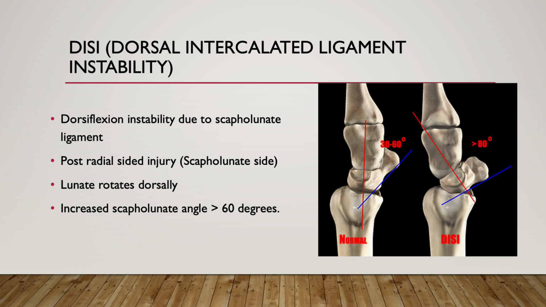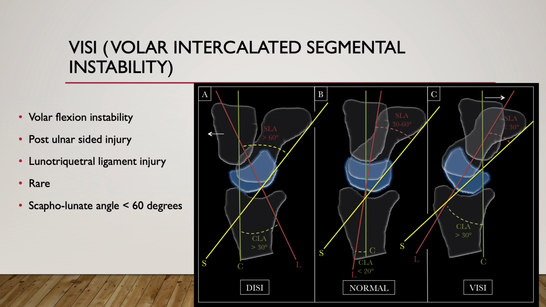Again, everything is dorsal here, and there is increased scapholunate angle, more than 60 degrees. So normal is like this. When the lunate rotates, there is going to be increased angle, more than 80 degrees. Generally, some books mention 60, some books mention 80. So this was the volar side, this was the dorsal side. It rotated dorsally, so the angle has increased.